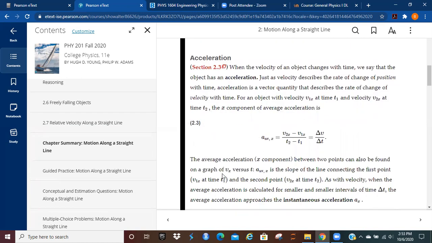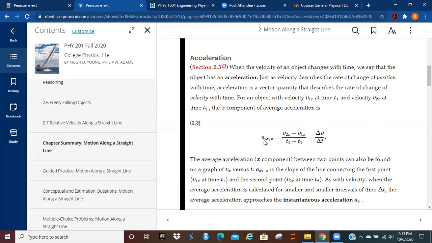That plays into acceleration. So when the velocity of an object changes with time, we say that the object has acceleration. In other words, if your velocity is increasing or your velocity is decreasing, you're changing the velocity. That phenomenon is going to be referred to as acceleration. So just as the velocity describes the rate of change of position with time, acceleration is going to do what I just described, that change in velocity with time.